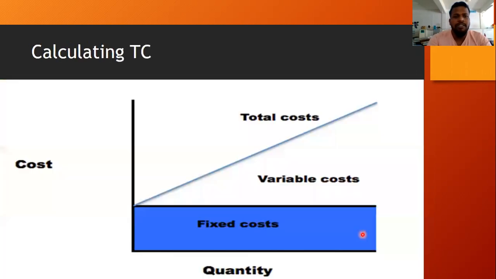When we are calculating total cost, we know that this green shaded portion will be considered the fixed cost. Then this area will be considered the variable cost area. So this blue line will be considered the total cost because it's the sum of fixed cost and variable cost.